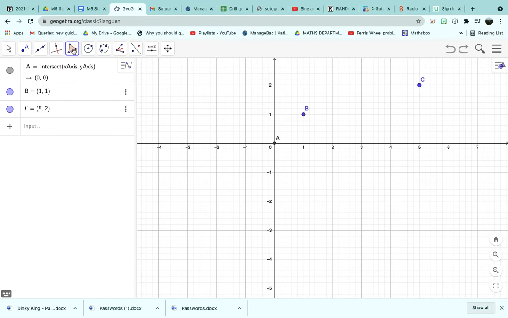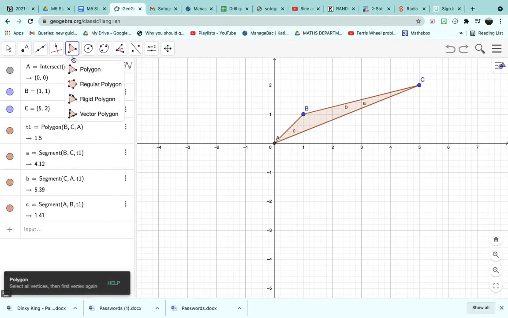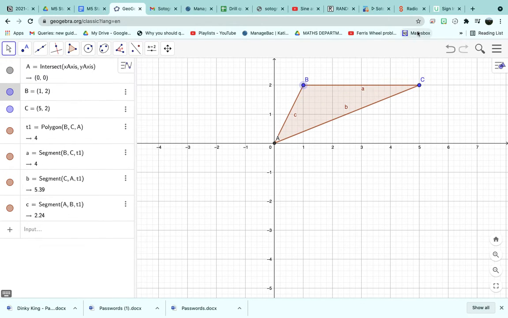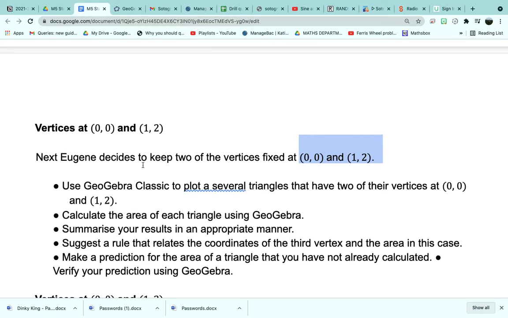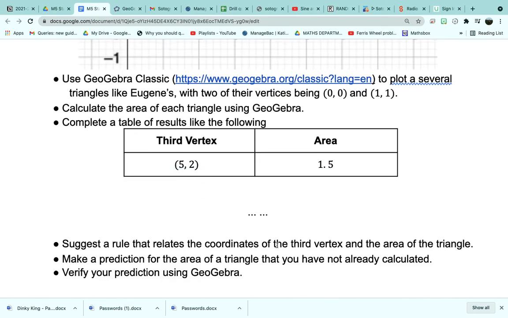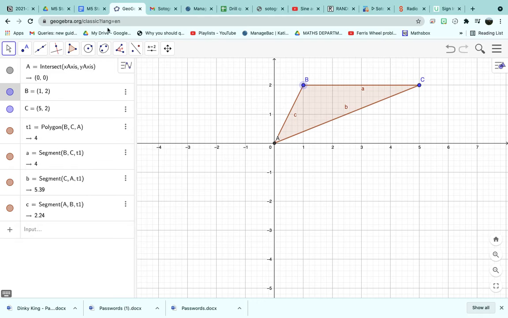And you can see I'm having a problem here because I'm still on the polygon mode. So if I go back to this mode, I get off the polygon mode and I go onto the pointer mode, which is the moving. We can then move the coordinate up here. We're going to use the classic to plot several triangles with the vertices at 0, 0 and 1, 2. So we're going to just repeat the process of what we did in this table, but now with what it looks like here.